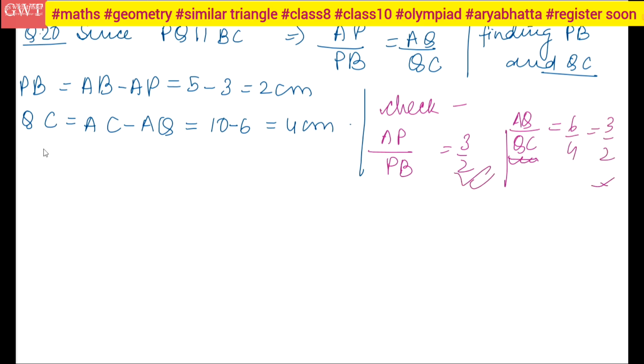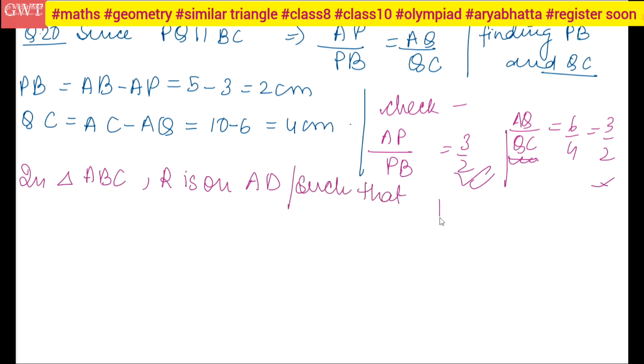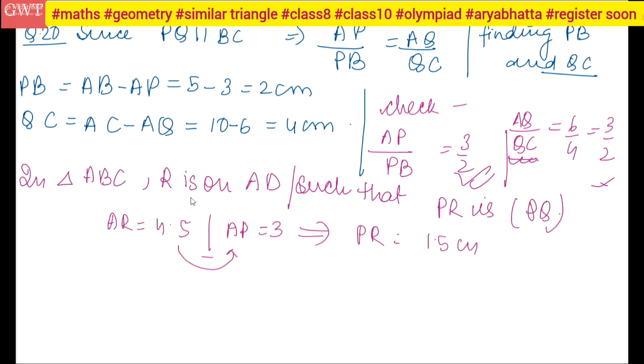Now I will take triangle ABC. Okay, R is on AD, such that PR is part of PQ. So what I am saying is that in triangle ABC, R is on AD, so I can say PR is part of your PQ. Now AR is this, AP is this, so PR will be what? This minus this, so I will get 1.5.